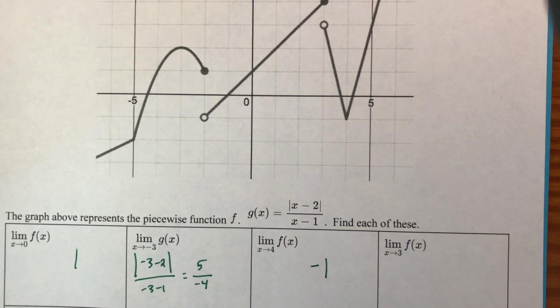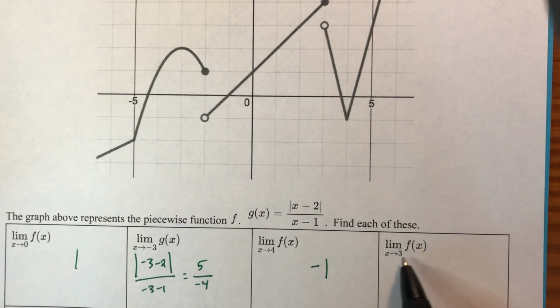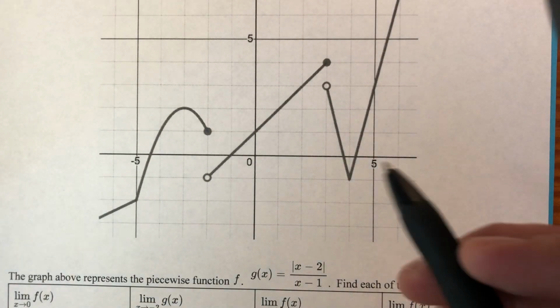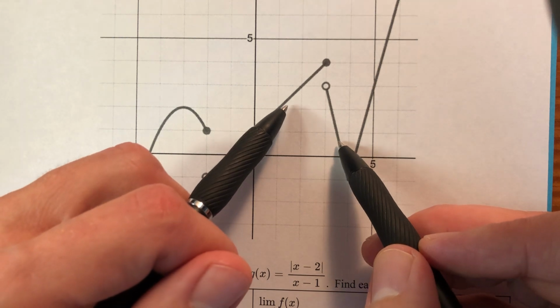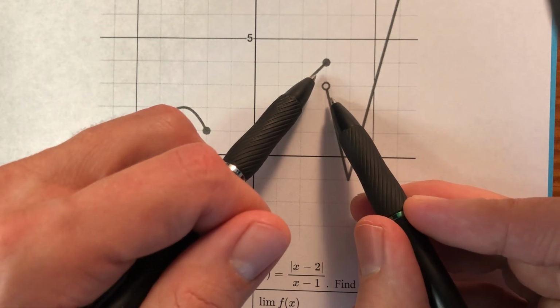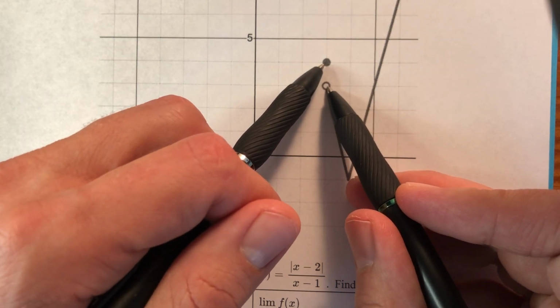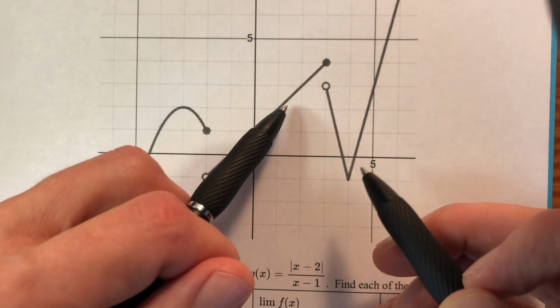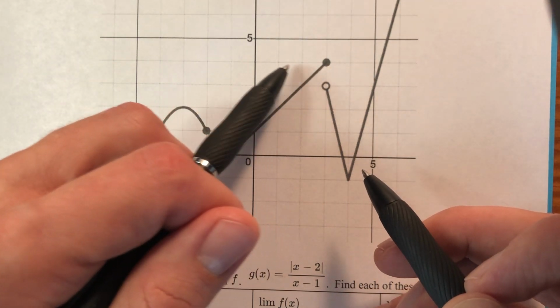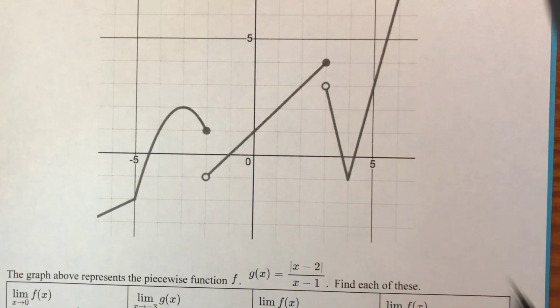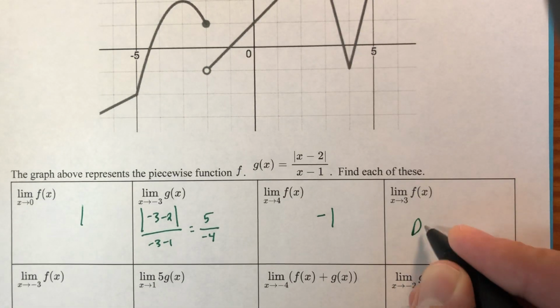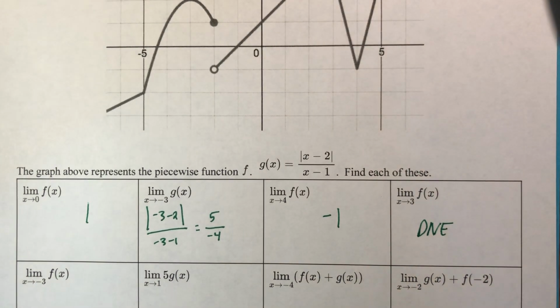Okay, now things get tricky. I want to approach a 3 on the f function. The x value is 3. So we're going to get closer to an x value of 3 by tracing the function from either side, and hopefully the ink pens will match up. And they don't. No! Because the left-hand limit is approaching a y value of 4, and the right-hand limit is approaching a y value of 3. And therefore the limit does not exist.